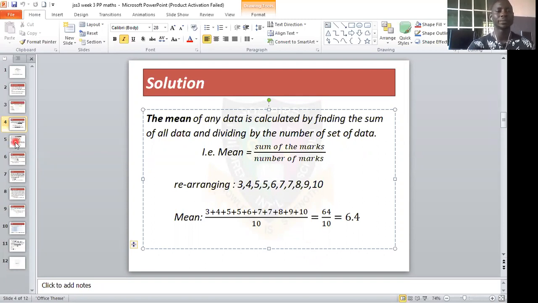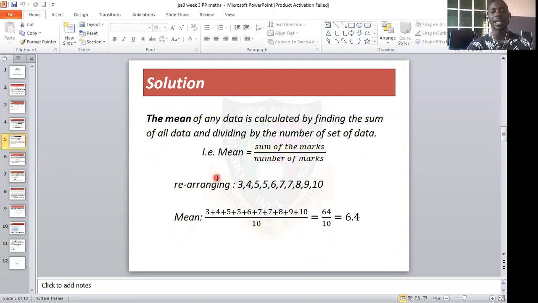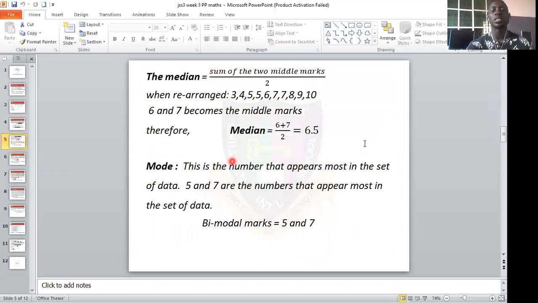So we go to median, which is the middle number. In this case, after arranging, the median is the sum of the two middle numbers over 2. In this case, we cannot have one number as the middle number, because this is a 10 figure set. The middle number falls between 1, 2, 3, 4 and 1, 2, 3, 4. So this is the middle. 6 and 7 are the middle numbers. We have two middle numbers here.